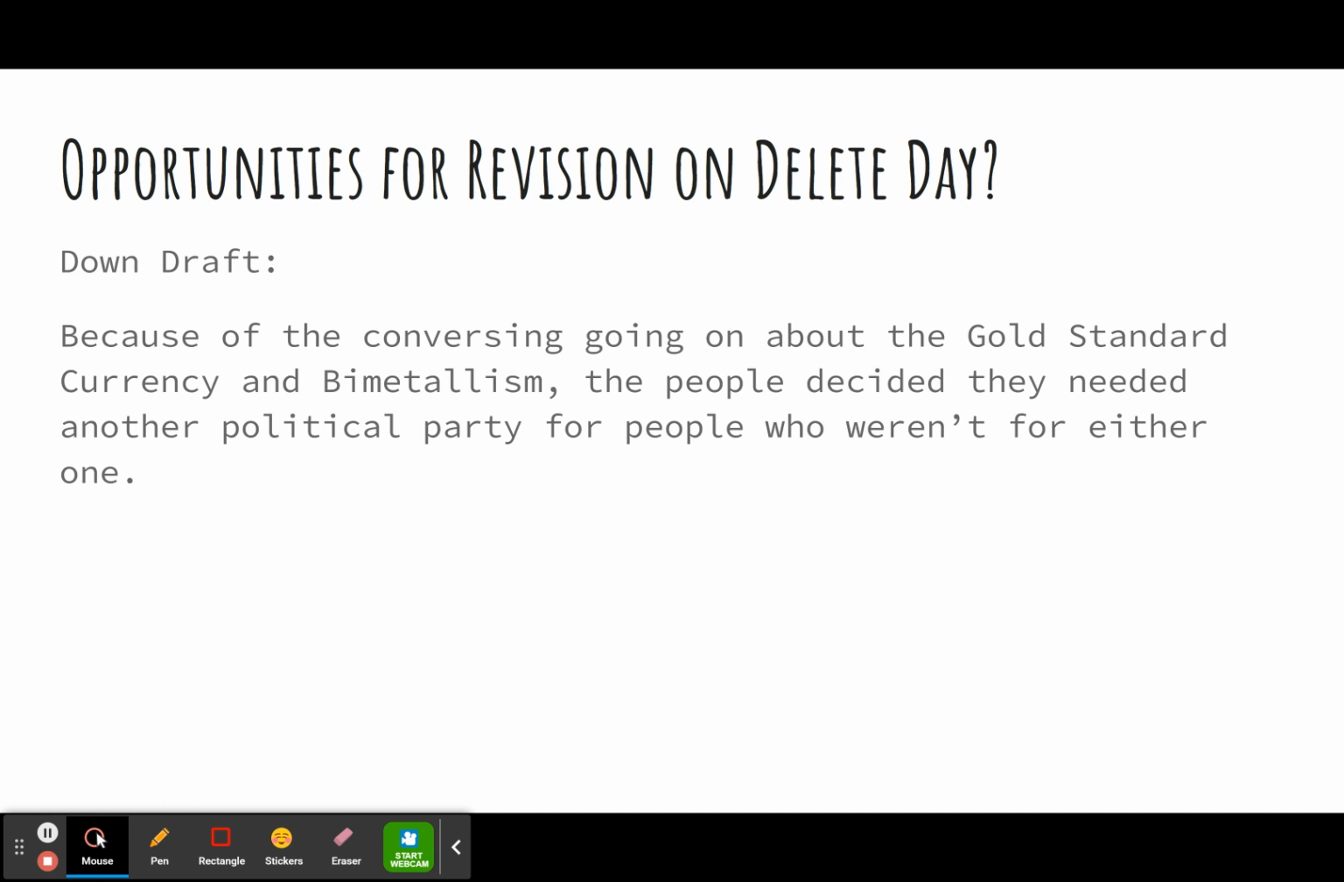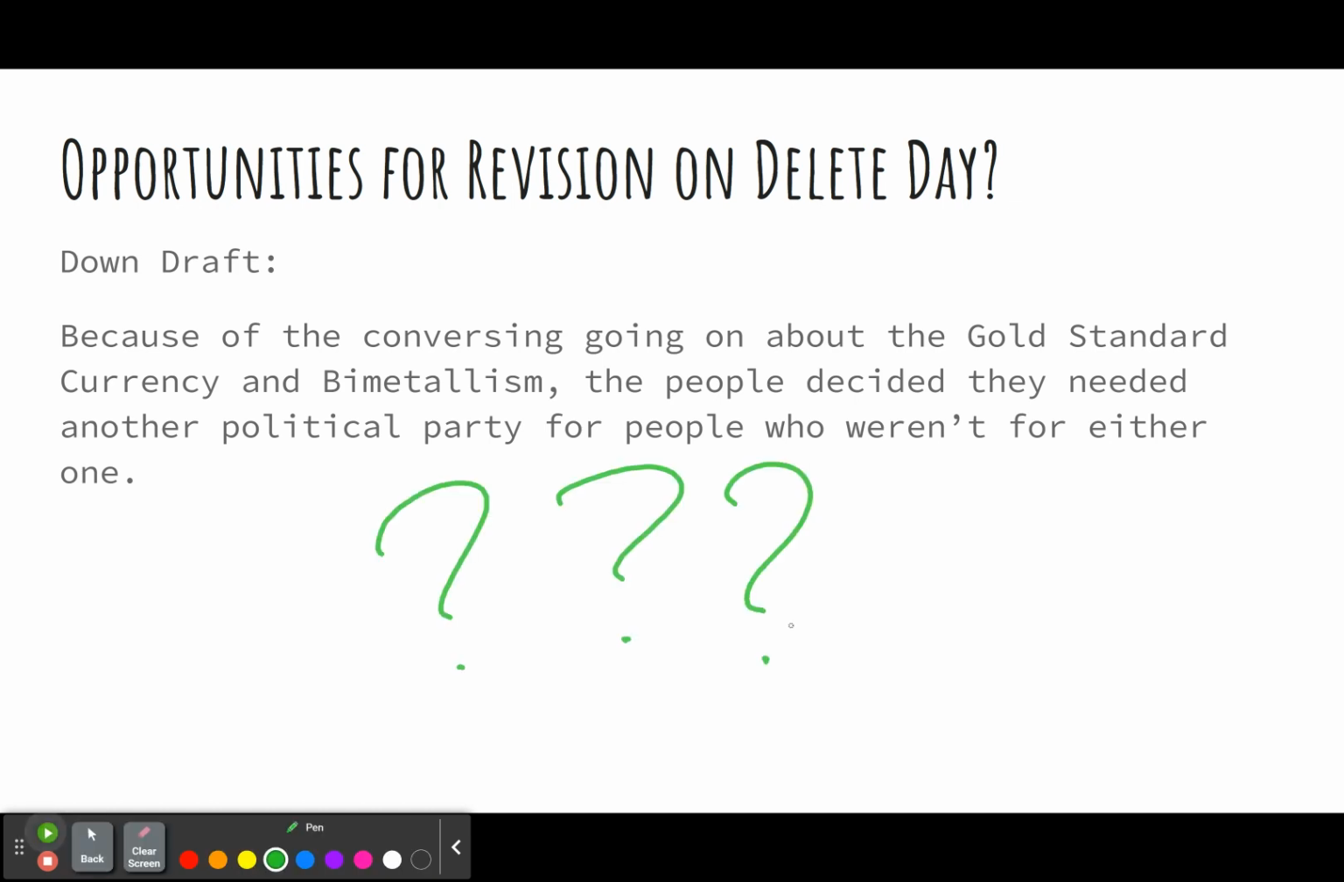Because of the conversing going on about the gold standard currency and bimetallism, the people decided they needed another political party for people who weren't for either one.